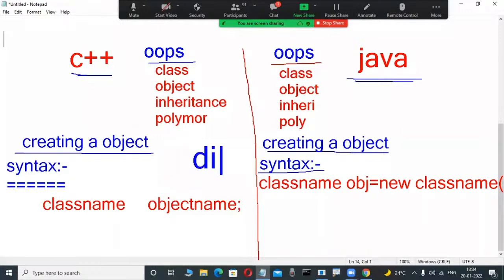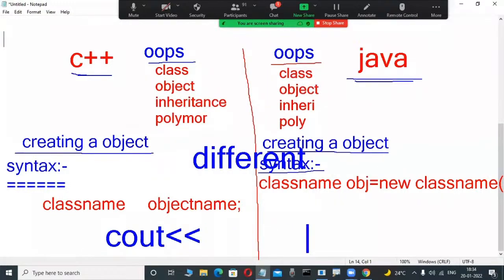Syntactically different, but conceptually OOPS concepts are the same. Here syntactically different, and functions are also totally different. Suppose in C++ I want to display output, cout is a function, streaming output only. And now here, in Java, what is the function?